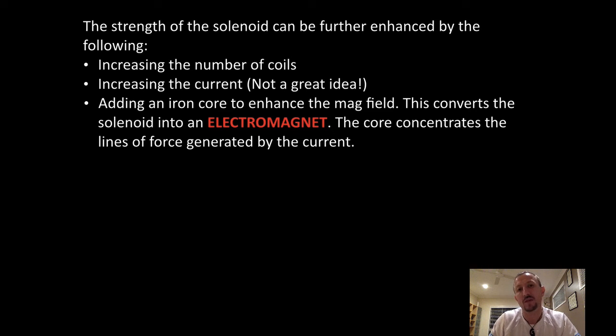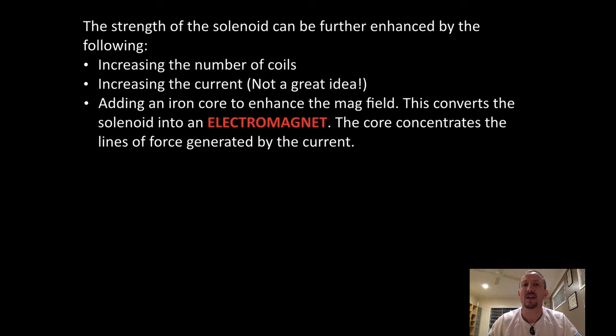Now the other thing that we can do to actually increase the field strength of a solenoid is to add an iron core. What adding an iron core does is enhance that magnetism by orientating the electrons inside the iron, and hence you become an electromagnet. And you can switch that iron core on and off as you basically turn the current on and off. And what it does, it concentrates all those lines of force and really generates a really good magnetic field.